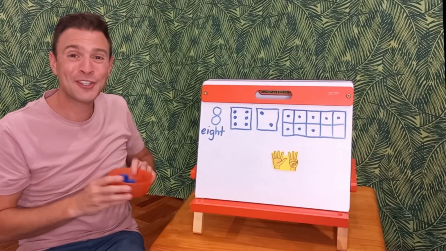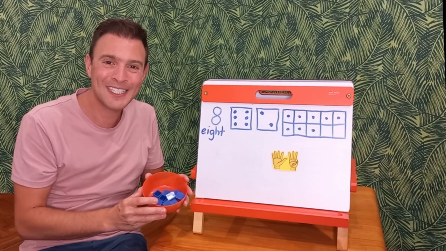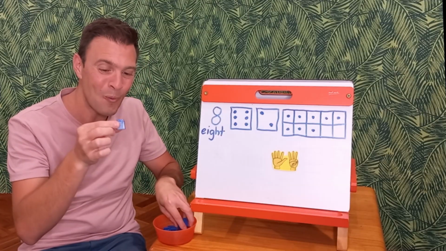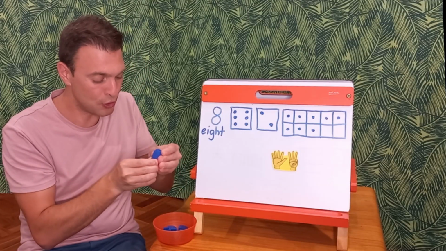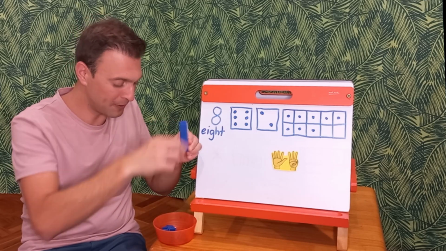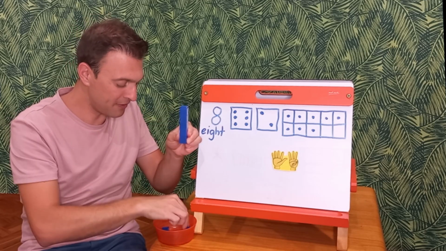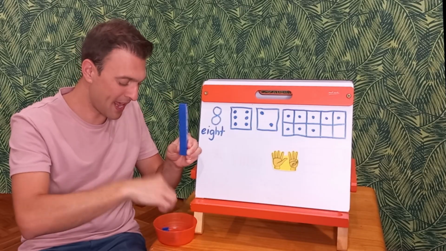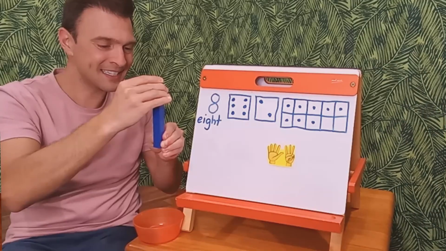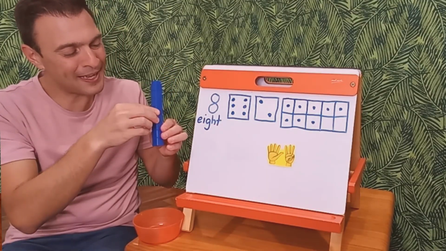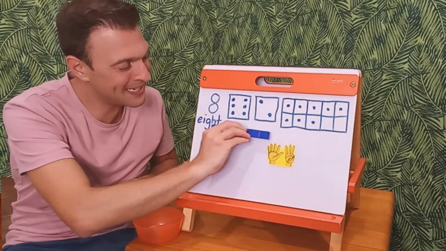Okay, we are ready to show 8 using blocks. And today I'm going to make a tower as we count. Ready? 1, 2, 3, 4, 5, 6, 7, and 8. I have a tower of 8 blocks, and I'm going to show that on my board, just like this.